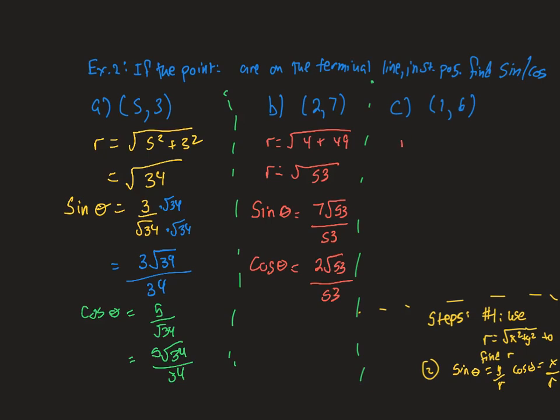Let's do this. So r should be 1 squared, which is 1, plus 6 squared, which is 36. Square root of 37. 37 is the smallest I can go, so sine of theta. My y is 6. I know I'm going to end up having that at the end after doing my multiplication. And finally this.